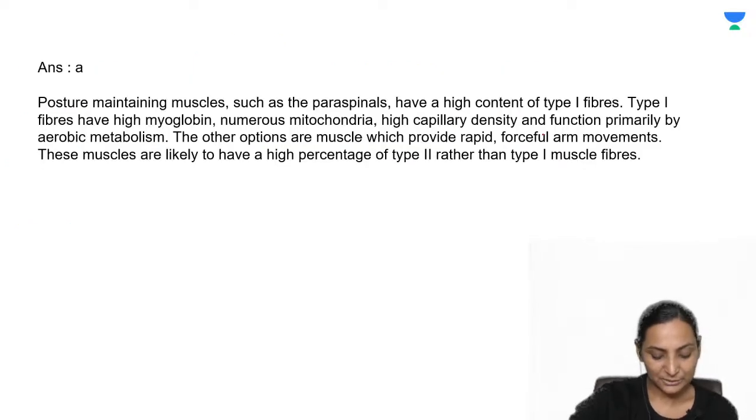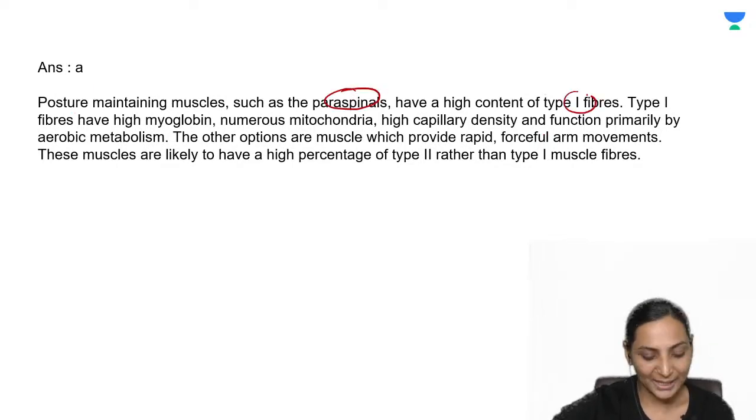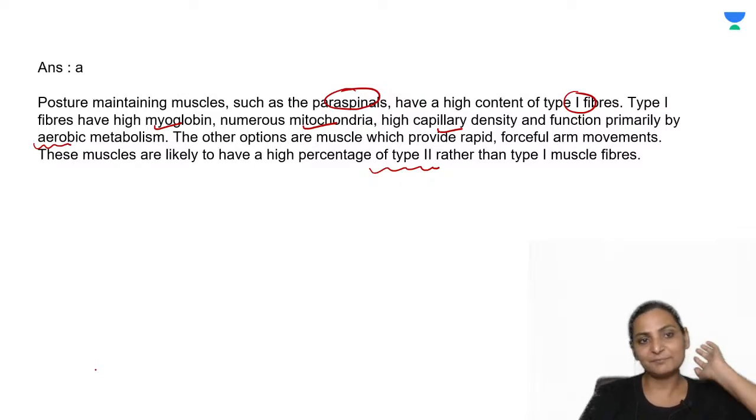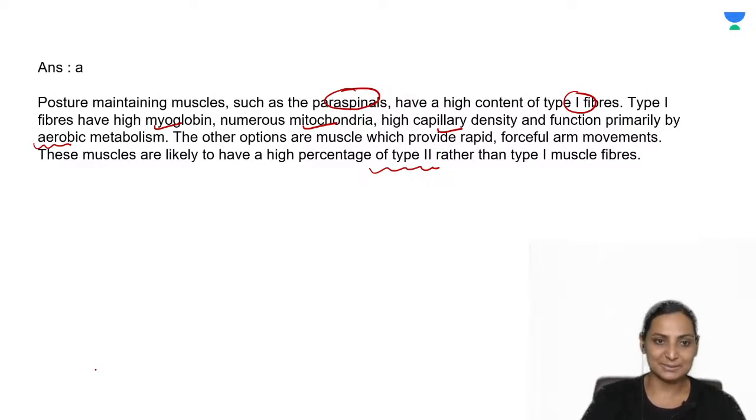Got it? The posture maintaining muscles like the paraspinals have a high content of type 1 fibers, which have numerous mitochondria, myoglobin, high capillary density, and function mainly by oxidative, that is aerobic metabolism. The other options involve rapid forceful arm movements, which will have a higher percentage of type 2 muscle fibers as compared to type 1. And in one of my other classes I have told you that any muscle is not made up of any single type of muscle fiber. A muscle is a mixture of red and white fibers depending upon the activity performed by that muscle.